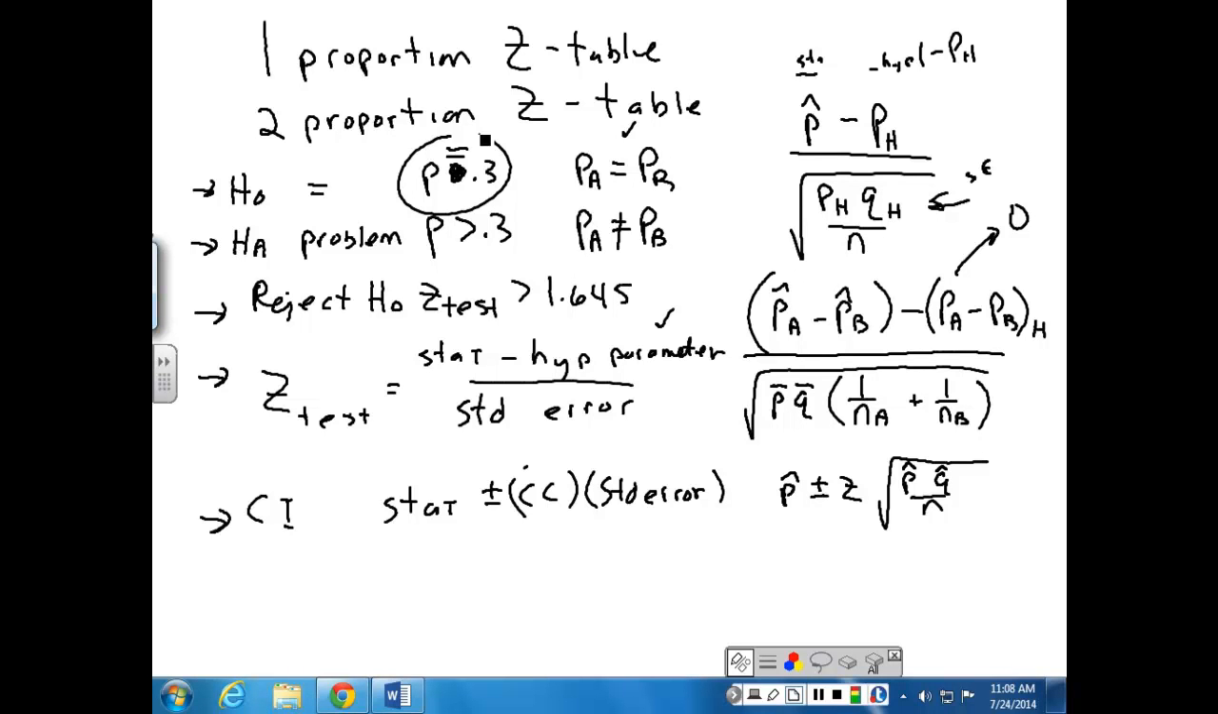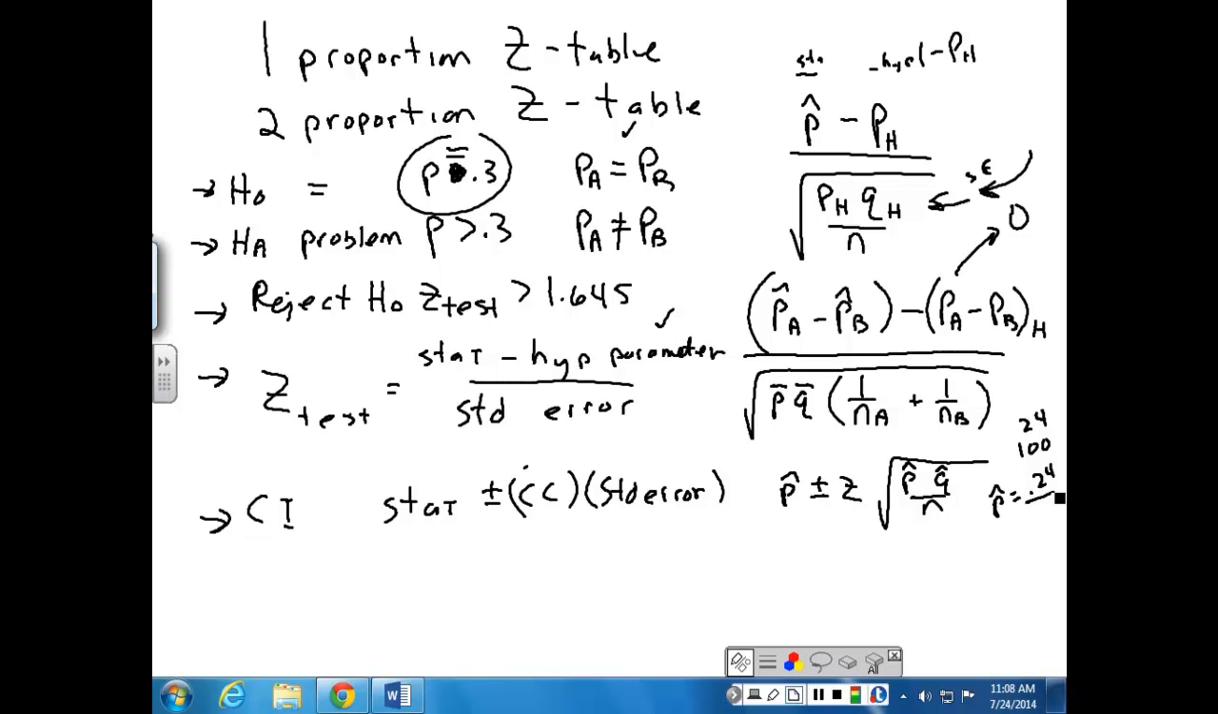So let's say that we took a sample of 100 and 24 said yes. P hat would be 0.24, just 24 out of 100. So up here you would use the hypothesized 0.3, and here you would use the sample proportion that you collected from the data.